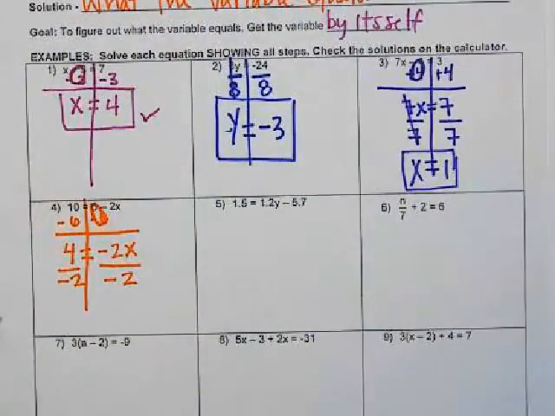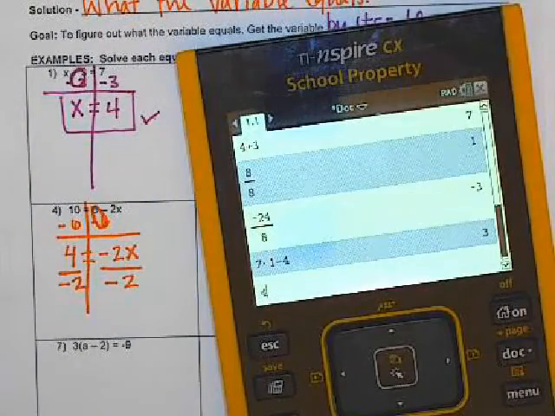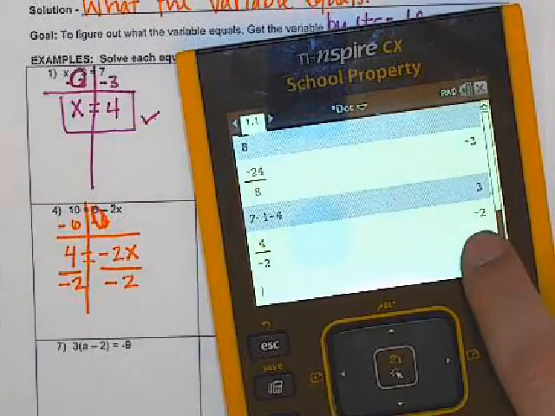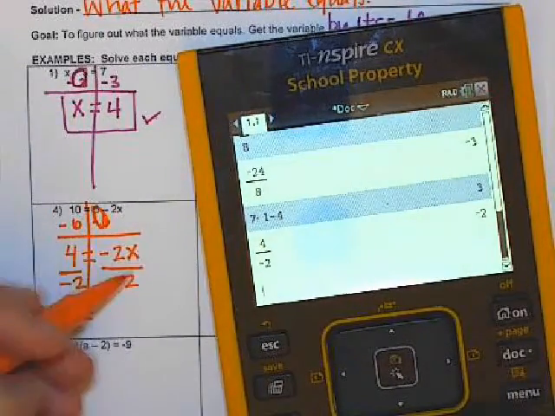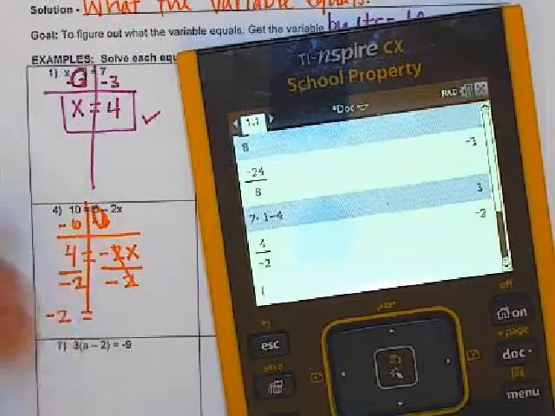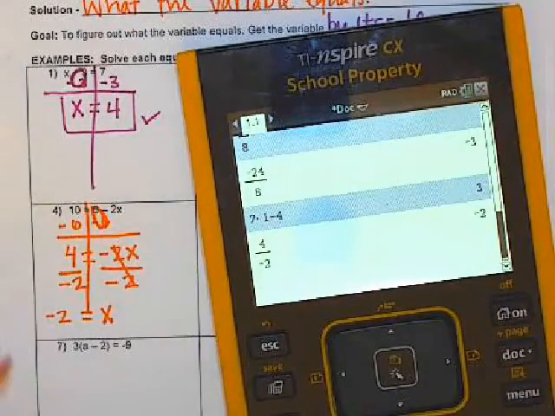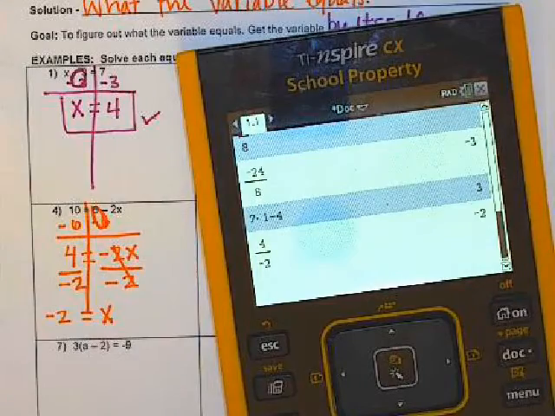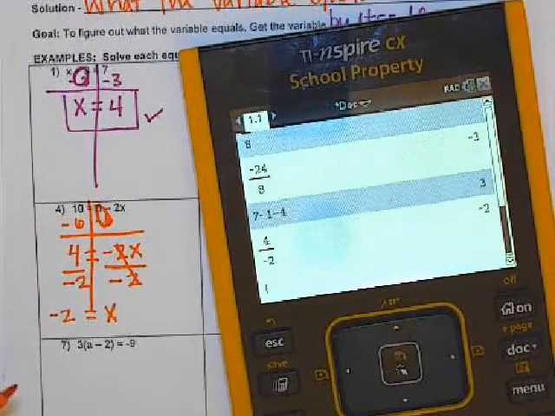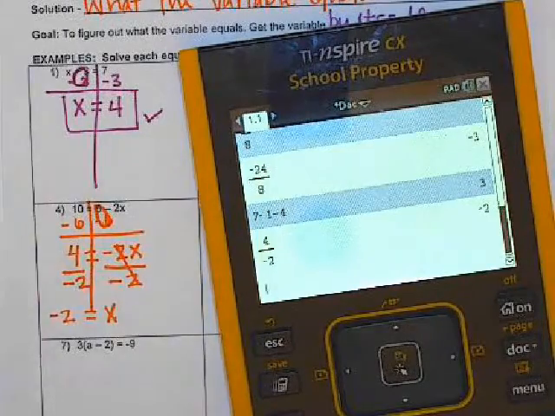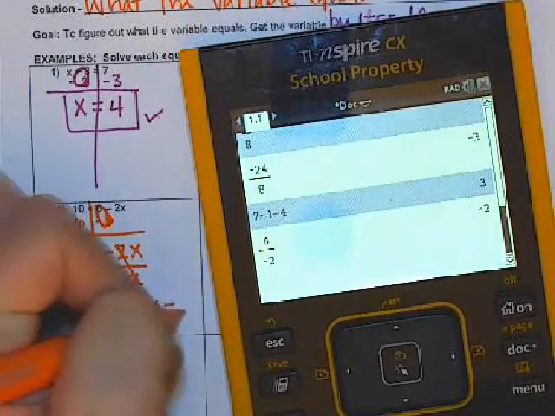Okay, 4 divided by negative 2 gives me negative 2. Equals -2 divided by -2. Gives me 1, which equals x. Is x by itself? Yes. Did we write our answer like this? How do we have to write it? X equals. So this is x equals -2.